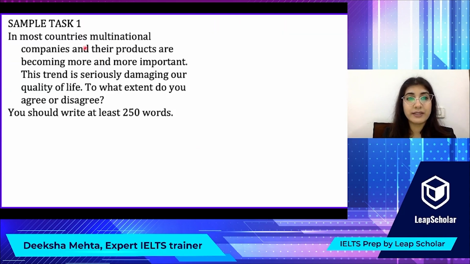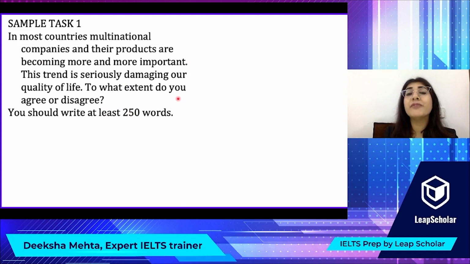Let's read the task carefully. In most countries, multinational companies and their products are becoming more and more important. This trend is seriously damaging our quality of life. To what extent do you agree or disagree? Write at least 250 words. So, this is how your sample task would look like.